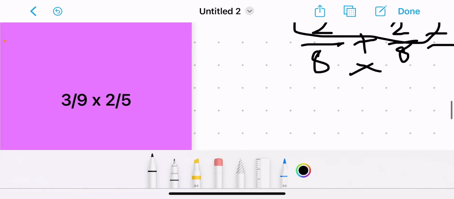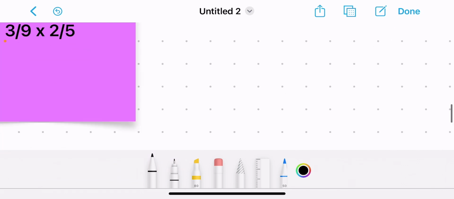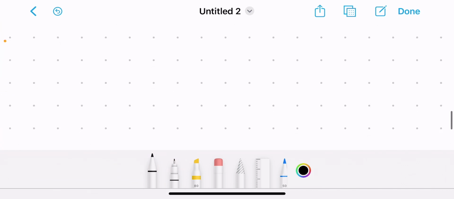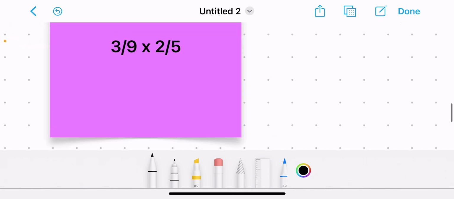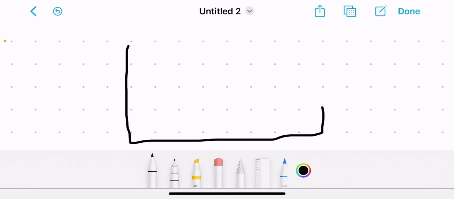All right, here is one last problem to review. Let's look at 3/9 times 2/5. Pause the video and try this problem on your own. All right, first we're going to use a visual model. I'm looking at 3/9 times 2/5. I'm going to make a pretty long model. If I know that I've got a big denominator, I'm going to need a nice long model.